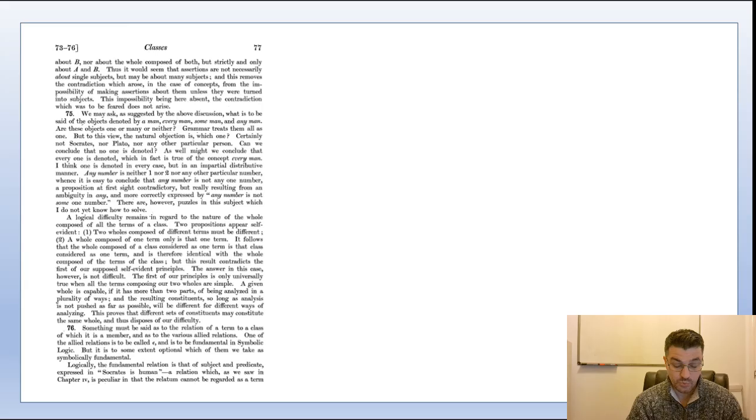Grammar treats them all as one. But to this view, the natural objection is, which one? Certainly not Socrates, nor Plato, nor any other particular person. Can we conclude that no one is denoted? As well might we conclude that everyone is denoted, which in fact is true of the concept every man. So in the case of every man, we saw that in that case, every term is denoted.